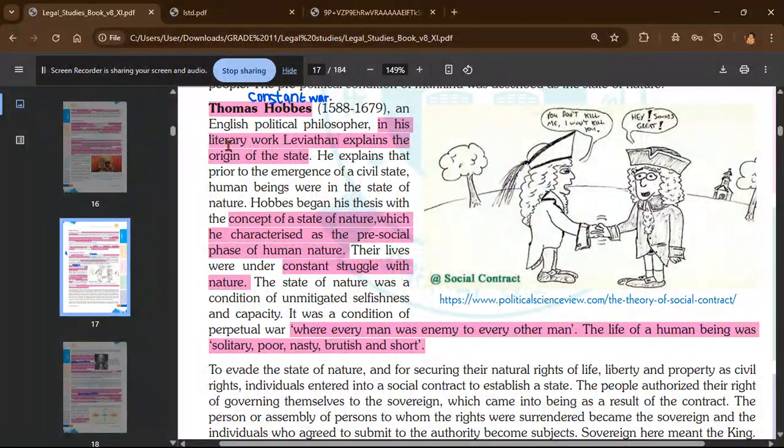So, Thomas Hobbes was an English political philosopher, and in his literary work, Leviathan, as I was telling you, he explains the origin of state. So, he begins his thesis with the concept of state, which he characterized as pre-social phase of human nature. So their lives were under constant struggle with nature. And Thomas Hobbes also says that every man was an enemy to every other man. The life of human beings was solitary, poor, nasty, brutish, and short.